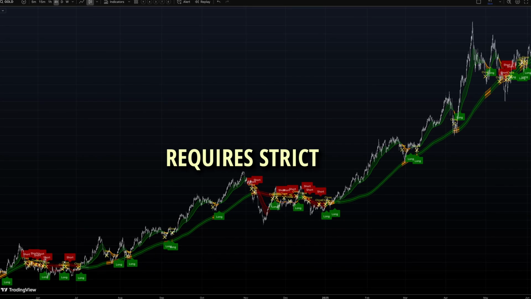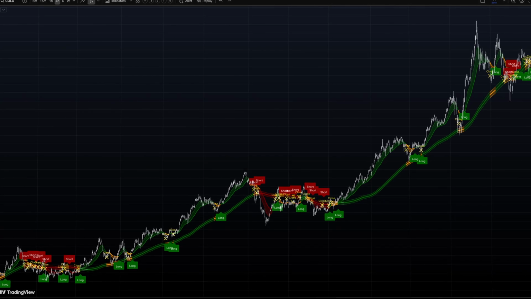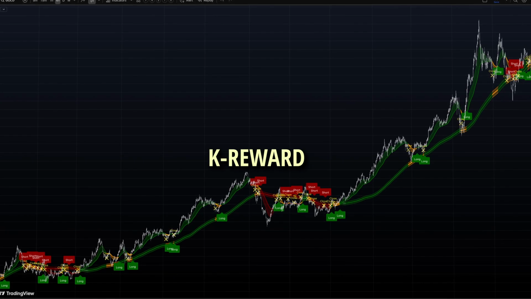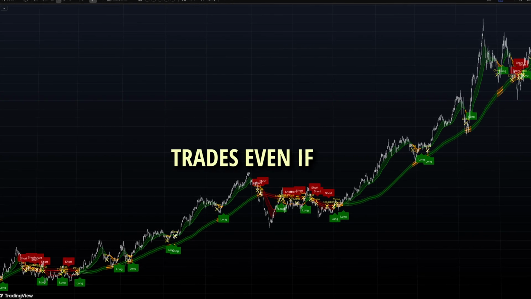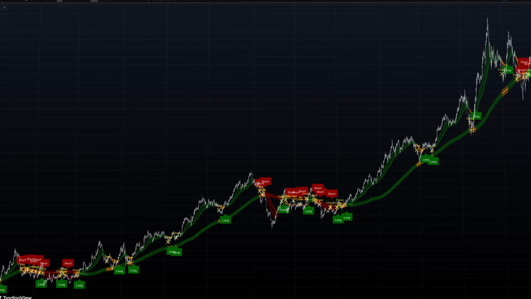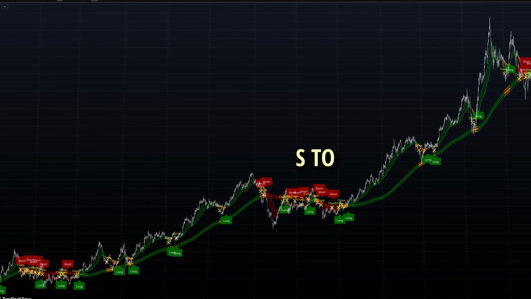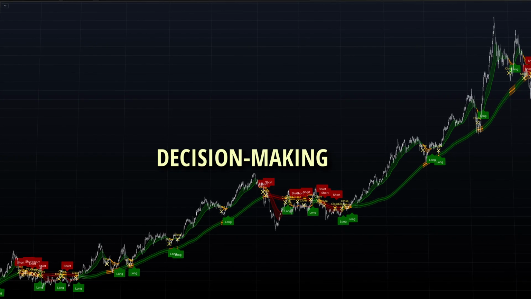Consistent execution requires strict adherence to preset rules. Criteria should include multi-timeframe alignment, acceptable risk-reward profiles, and a clear market context. Avoid impulsive trades even if signals appear strong. Plan trades before the session. Use conditional or bracket orders to automate stop-loss and take-profit placement, minimizing emotional decision-making.